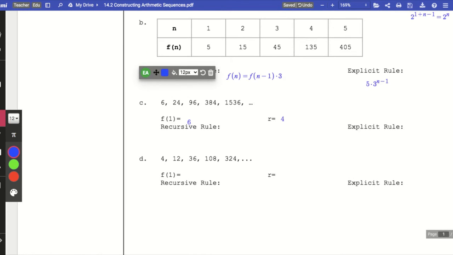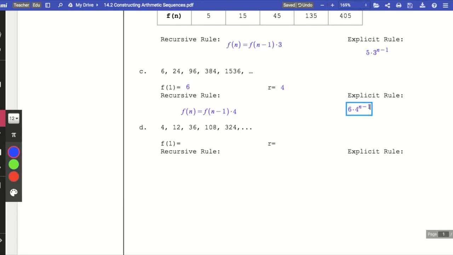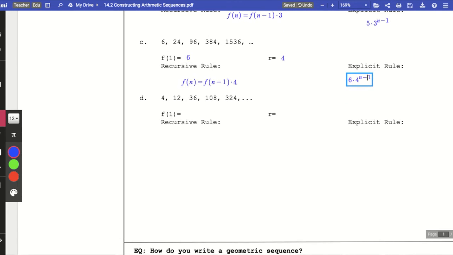So if I'm writing my recursive rule, I don't need the first term. I'm just going to write f of n equals f of n minus 1 times the common ratio, 4. And then again, the explicit rule uses the first term. So 6 times the common ratio 4 to the n minus 1. See, this isn't too terrible, right? So hopefully you're really getting the pattern. And actually, just for giggles, I'm going to include f of n right here.